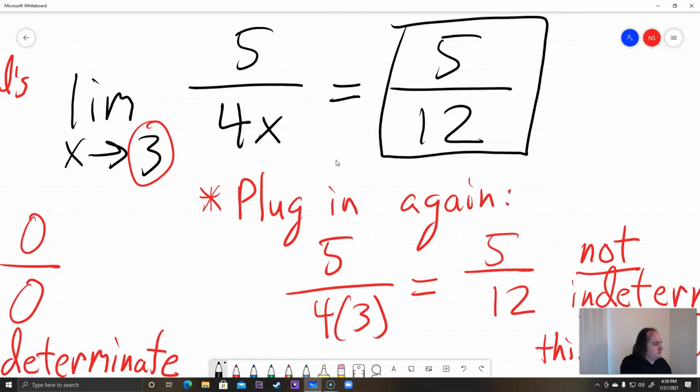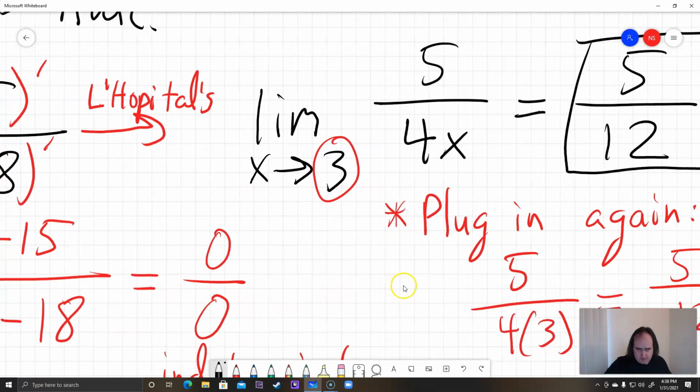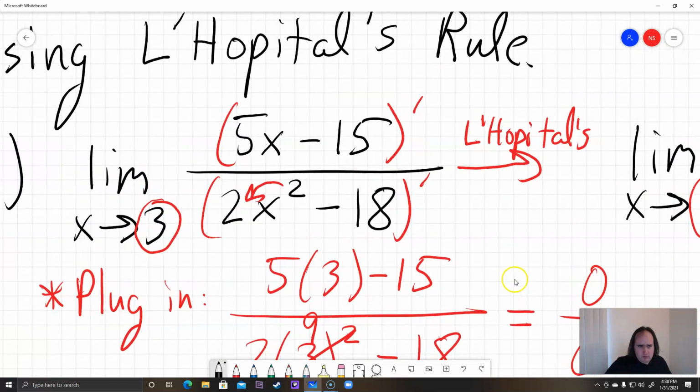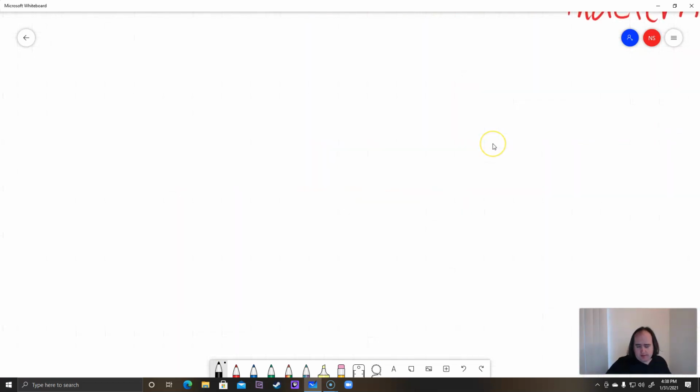Okay? But it's a pretty simple process, and it's very effective, and it makes a lot of difficult limits from Calculus 1 just a piece of cake. Assuming you know how to do your derivatives, a lot of them just fall apart. They're just very easy. Okay, so let's see some more examples.